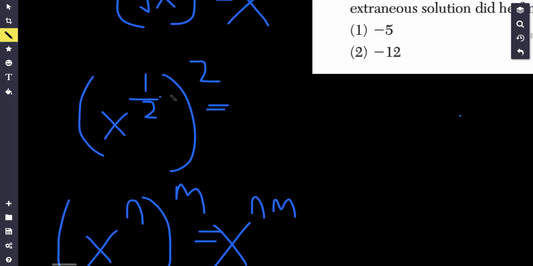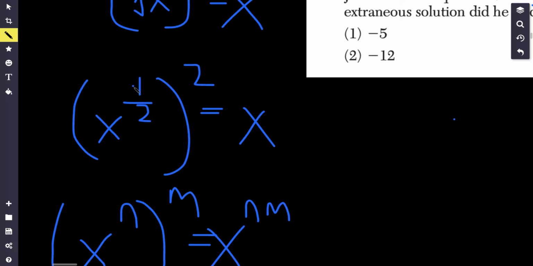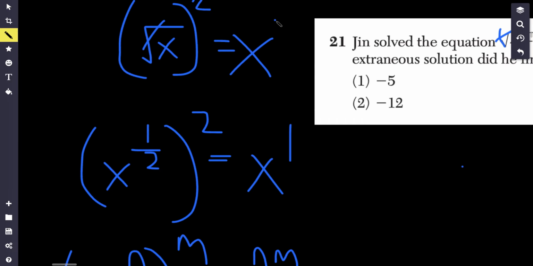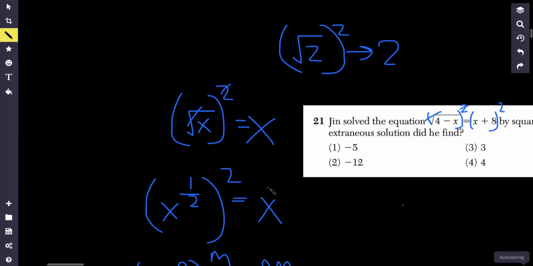I just multiply the exponents together, so I just get x to the 2 times 1/2, which is just 1, and x to the 1 is just equal to x. So, it yields the same result.